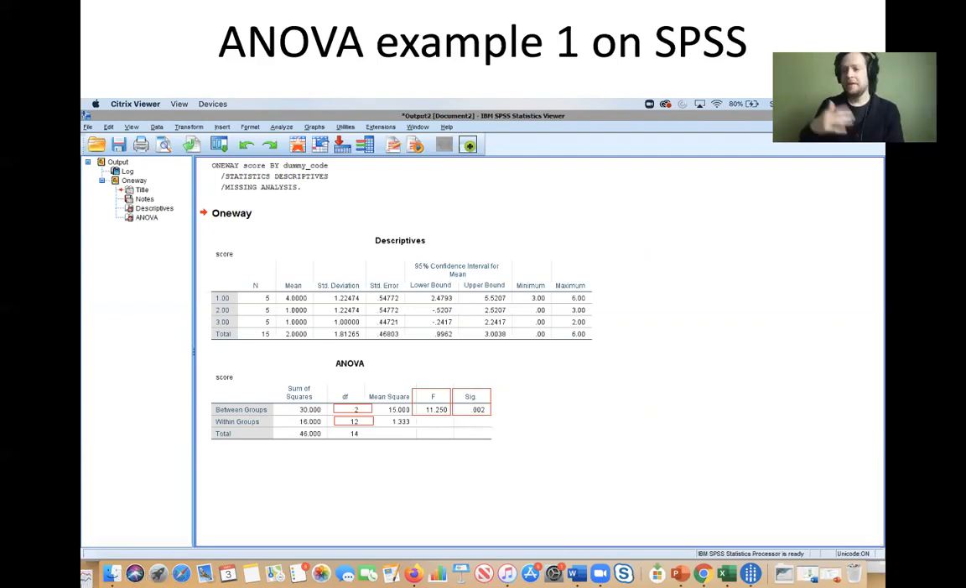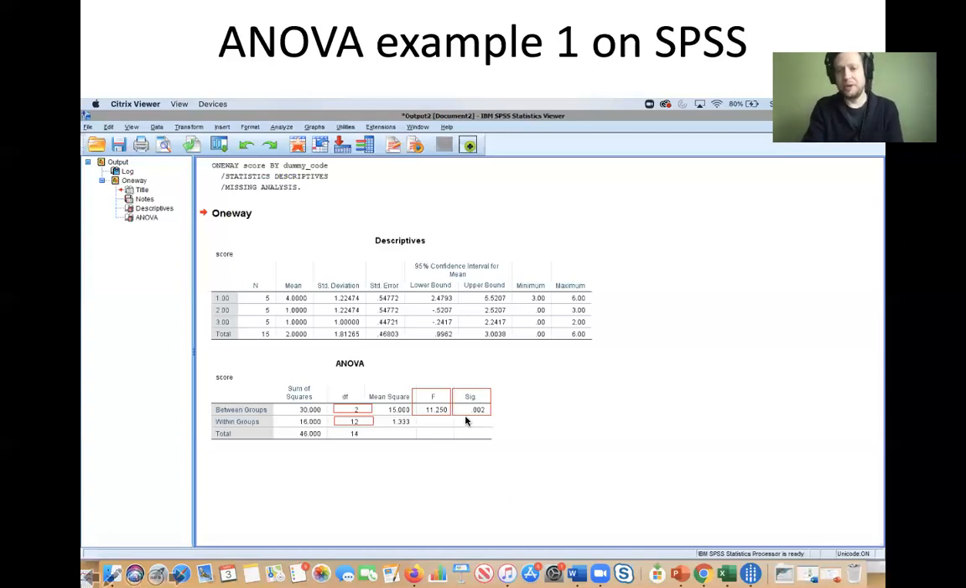Please note that this is very consistent with what we just looked up on the F table. The F value that we calculated is 11.25. The critical F was 3.89. 11.25 is greater than 3.89, so we decided to reject the null hypothesis when we were doing it by hand. SPSS is giving us the exact same answer, of course.